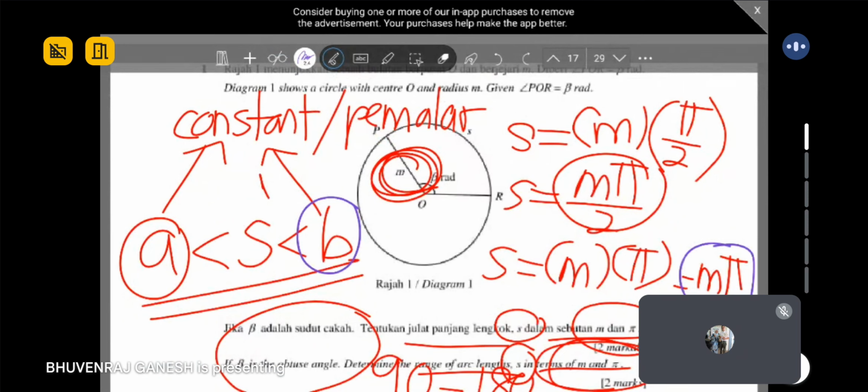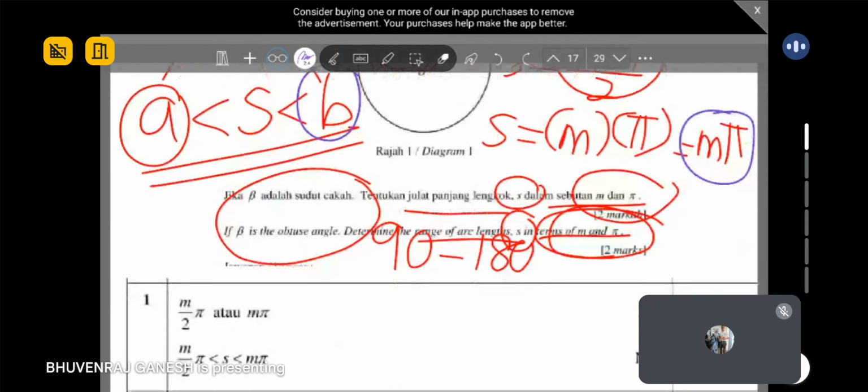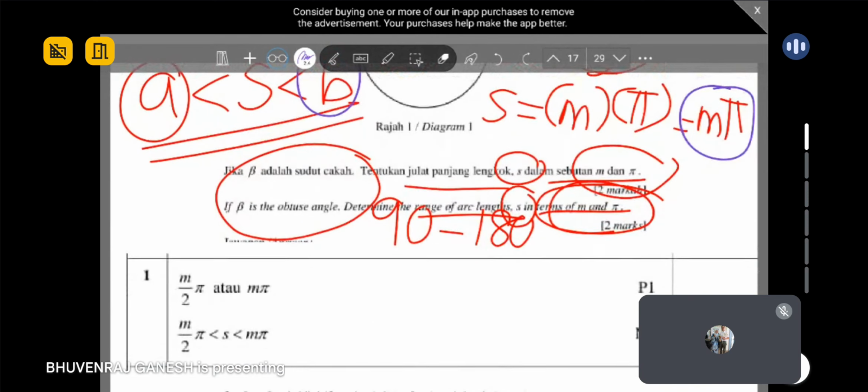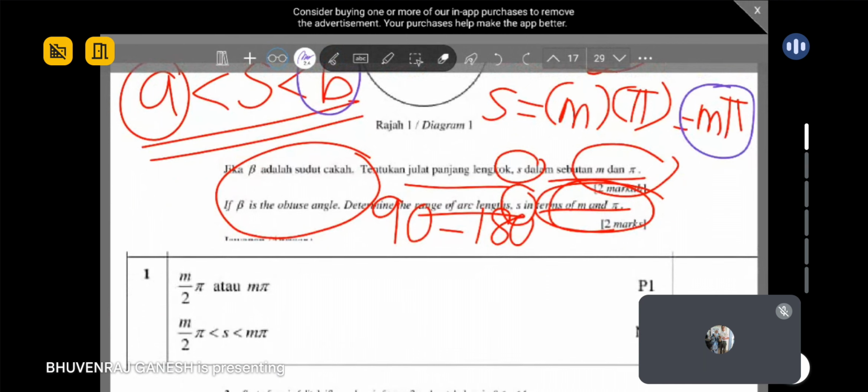Can you all understand? Boleh faham, guys? So this is the answer. Ini jawapan dia. Are you guys clear for question 1? Boleh faham soalan 1? Yes or no? Can?